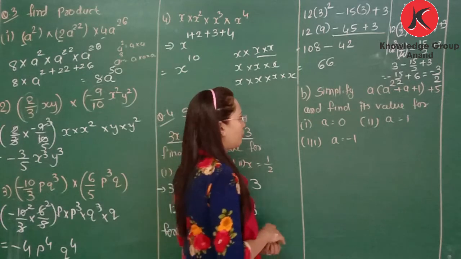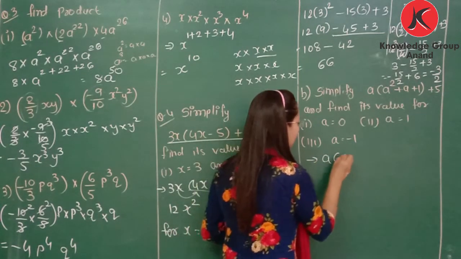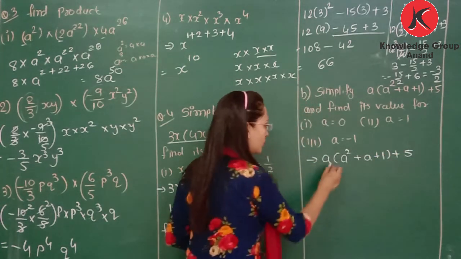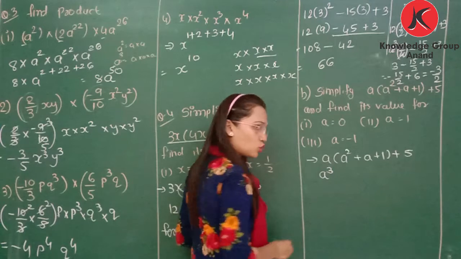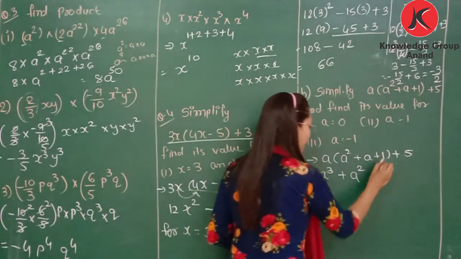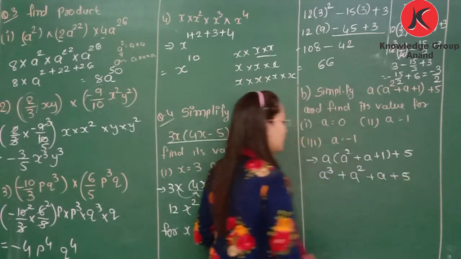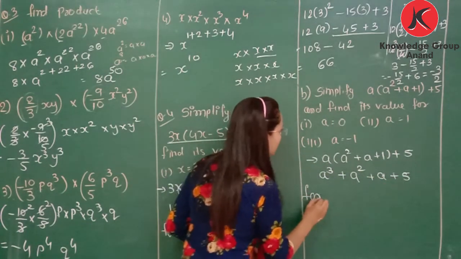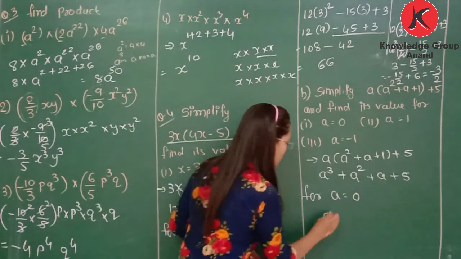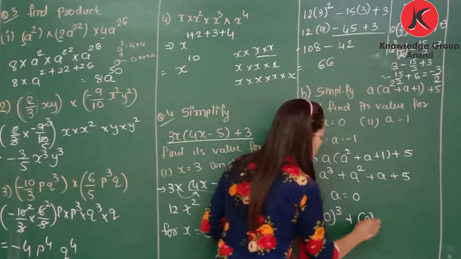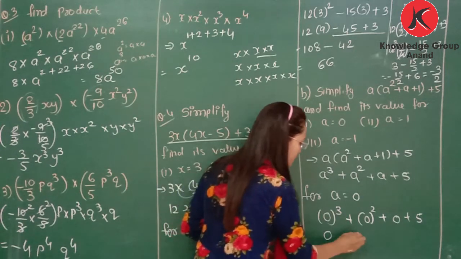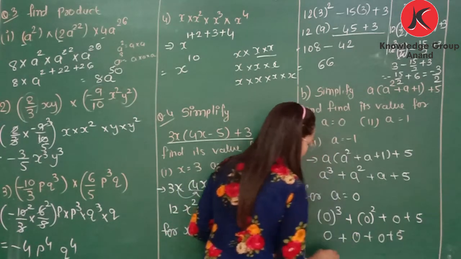So first let's simplify. So here a square plus a plus 1 plus 5. So here a is multiplied with a square become a cube. a is multiplied with a become a square. And a is multiplied with 1 become a, plus 5. Now for a is equal to 0 means instead of a you need to write 0. So it is 0 cube plus 0 square plus 0 plus 5. 0 cube is 0, 0, 0 plus 5. So answer will be 5.